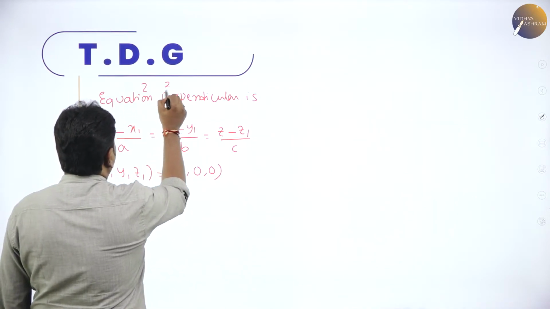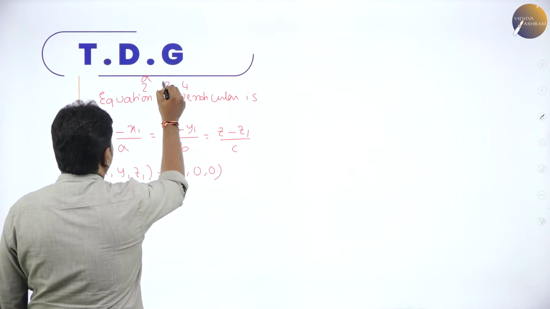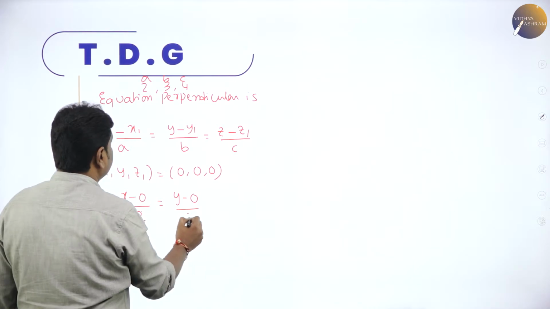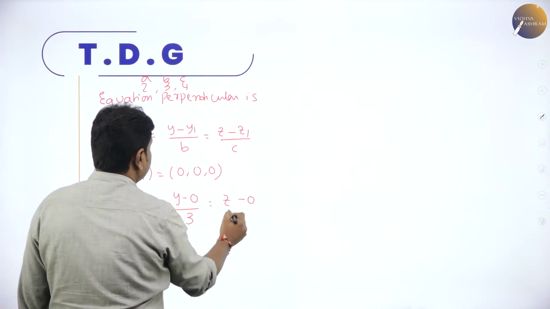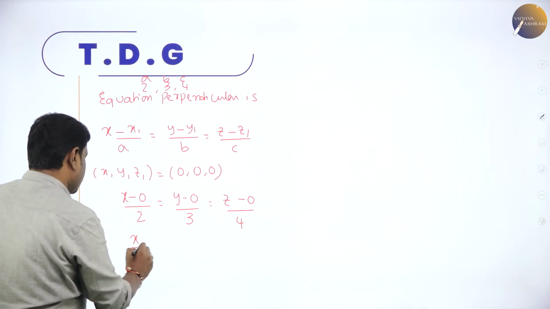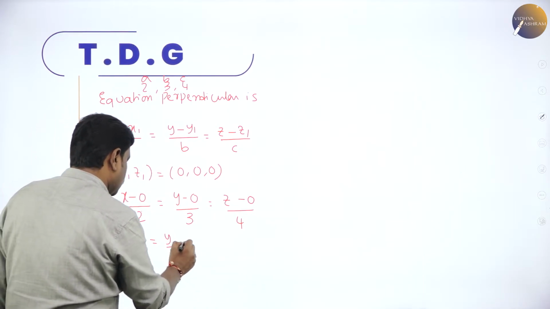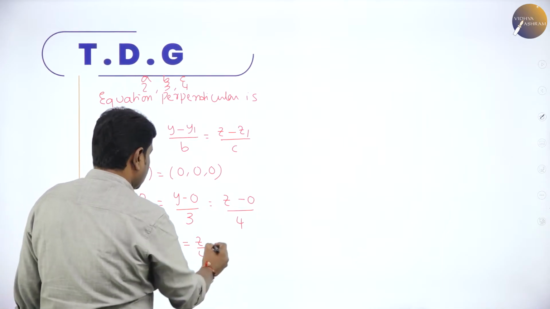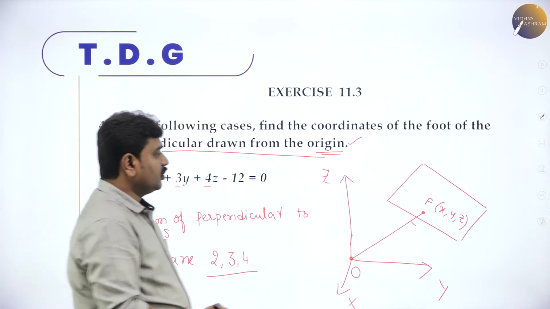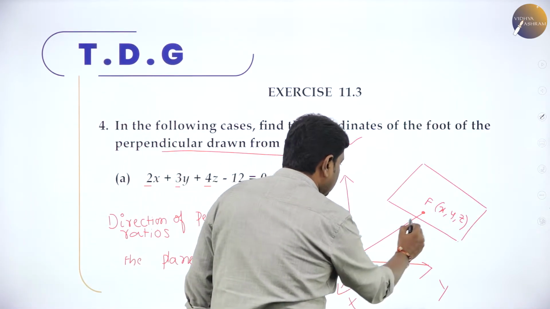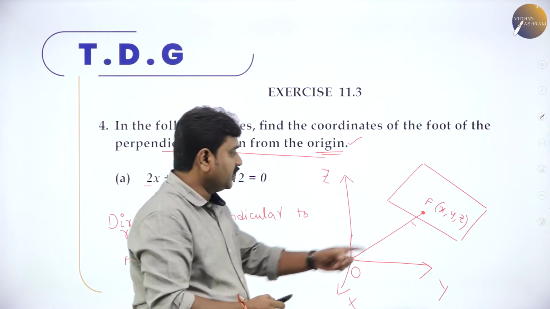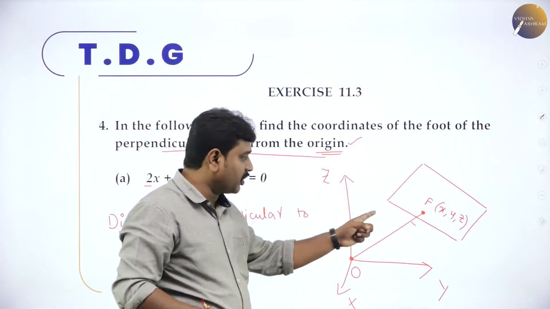2, 3, 4 are what? A, B, C. This is A, this is B, this is C. So x minus 0 by 2, y minus 0 by 3, z minus 0 by 4. Or I'll say x by 2 equal to y by 3 equal to z by 4. This is the perpendicular, and all are equal to some constant, say lambda. Now you can see that the foot of perpendicular is a point on the line. It's a point on the line as well as a point in the plane.